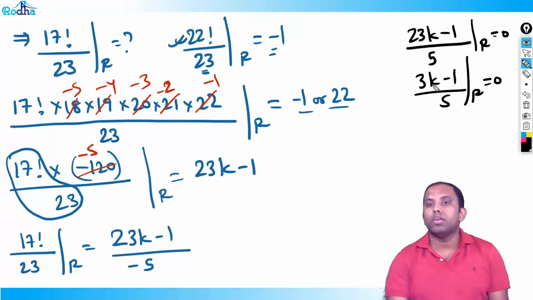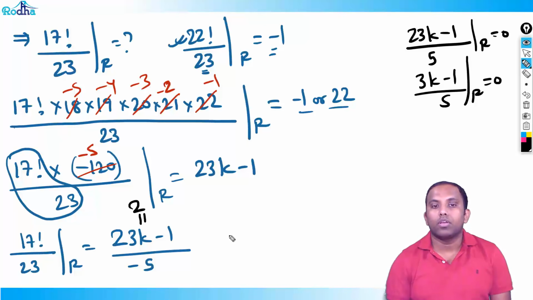At what value of k? At k equal to 2, directly. So what is the number you put here? If you put k equal to 2, it is 23 into 2, which is 46, minus 1, that is 45. 45 by minus 5 is minus 9. If it is minus 9, what is the final remainder? 23 minus 9, that is 14. So 14 is the answer.